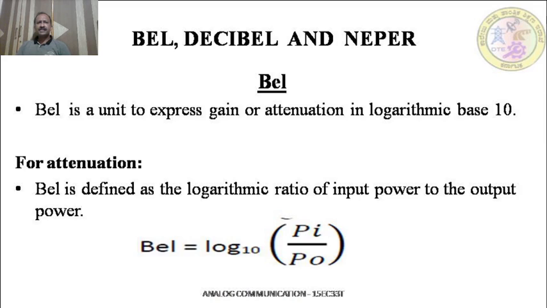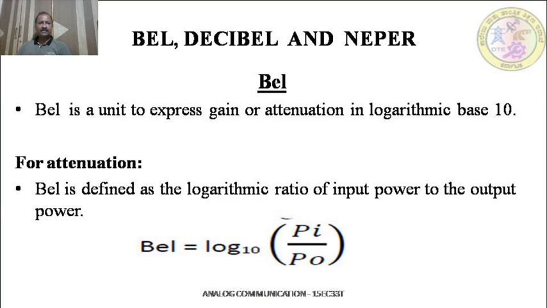Next, how to measure this attenuation in electronic circuits. To measure this attenuation, you are going to use three terms: bell, decibel, and neper. You are going to define what is bell, what is decibel, what is neper, and then make a relationship between decibel and neper. First, I am going to define bell. Bell is a unit to express gain or attenuation in logarithm of base 10. That means bell is represented in logarithmic base 10.